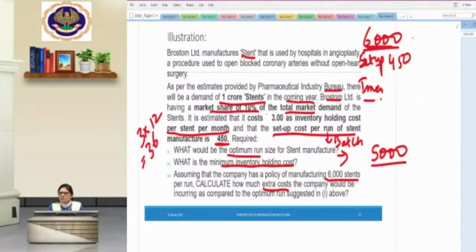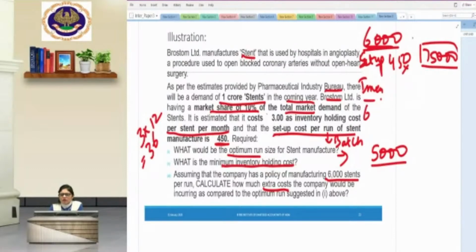Okay. So 75,000 will be the setup cost. How are you calculating it? 10 lakh divided by 6,000 will give you the total setup runs, into 450. You will get 75,000 as the setup cost.